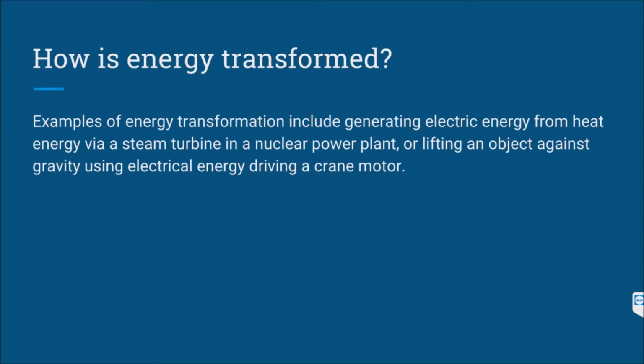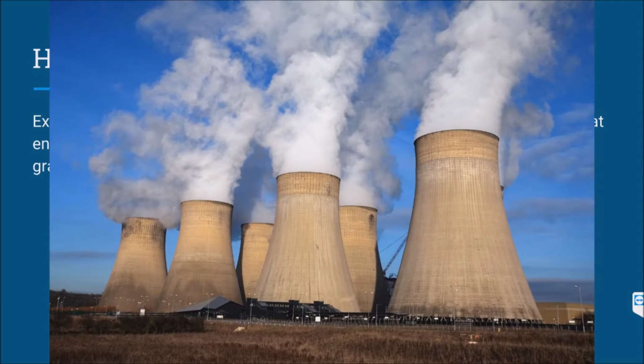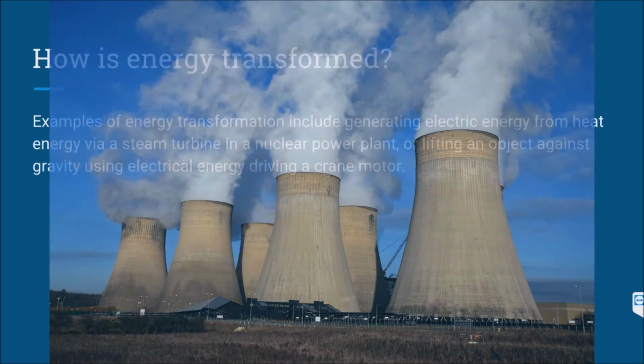So how is energy transformed? Well, some examples of energy being transformed include generating electrical energy from heat via the steam turbine of a nuclear power plant, or lifting an object against gravity using electrical energy driving a motor crane. Here we see the nuclear power plant that we mentioned earlier, converting energy.